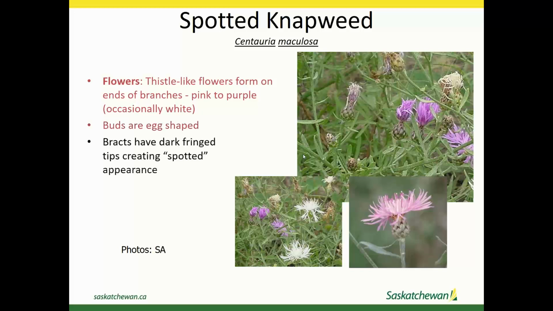On those buds, you have bracts, or modified leaves, and those bracts create a scale-like appearance on the side of the bud. Those scales have black tips and fringes on the top sides of those bracts, and that gives the bud a bit of a spotted or netted appearance.